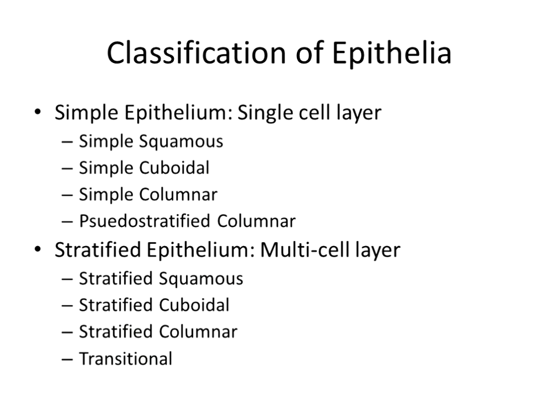Right? So anytime you have multiple layers, you're typically going to see stratified in front of the cell name, a word that describes what the tissue looks like. Okay, so stratified always implies multi-layered. Simple implies single-layered. All right.